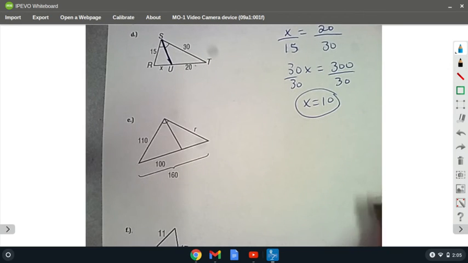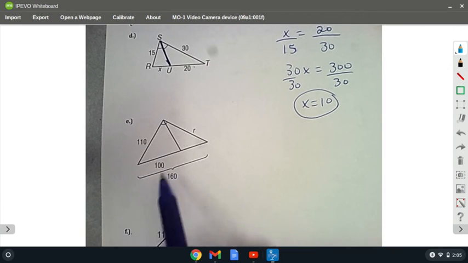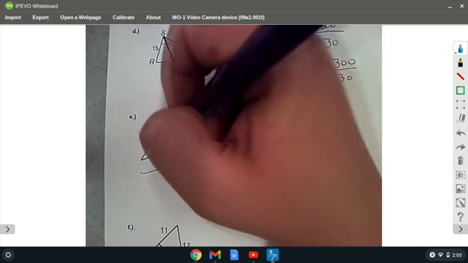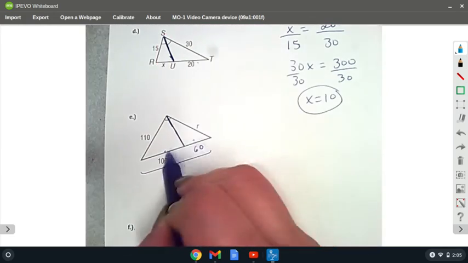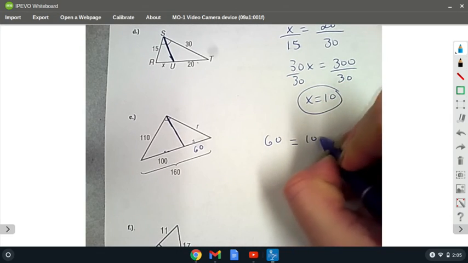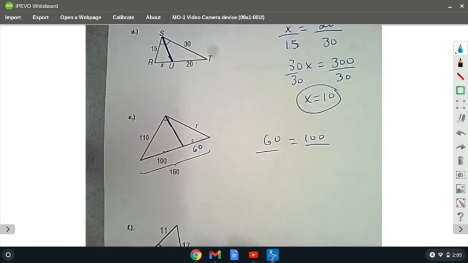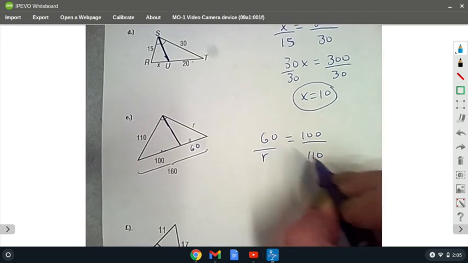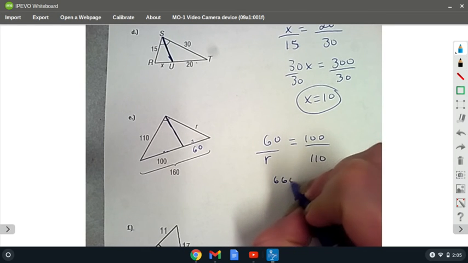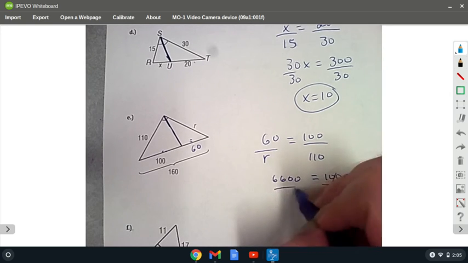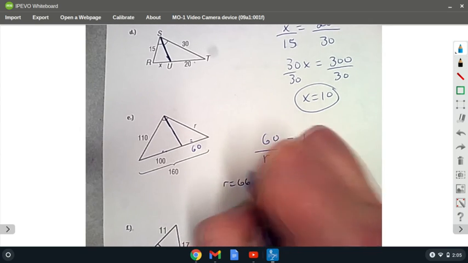This one, they want you to fill in a little bit of info first. They told you that this whole side is 160. So you should be subtracting 100 to get that this piece is 60. Once you have that piece, you have this angle bisector cutting these two into proportionate segments. So 60 should be similar to 100, and R should be similar to 110. Cross multiply here, you should get 6,600 is equal to 100R. Divide by 100 on both sides, and you get that R is 66.